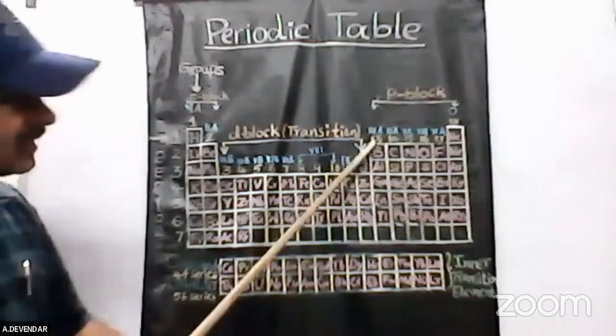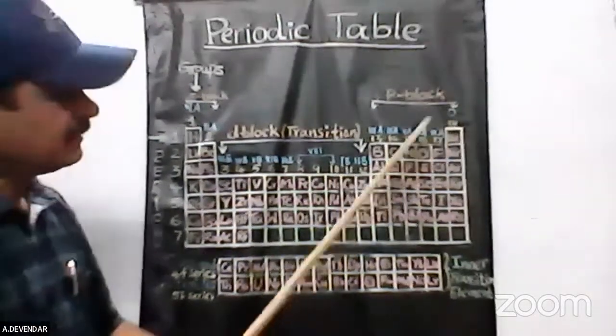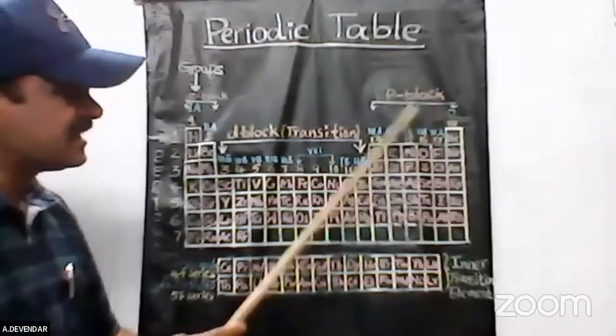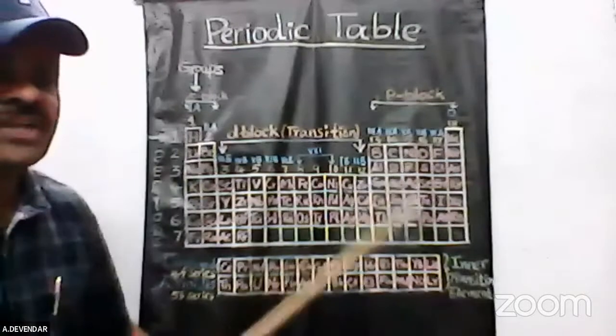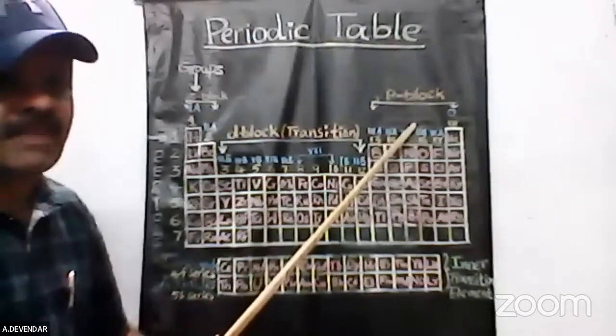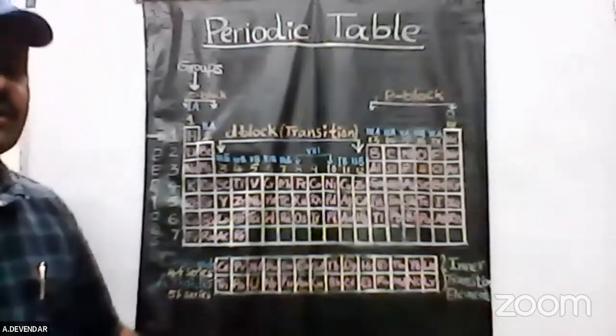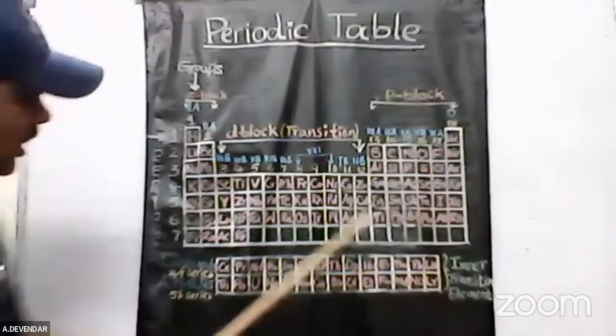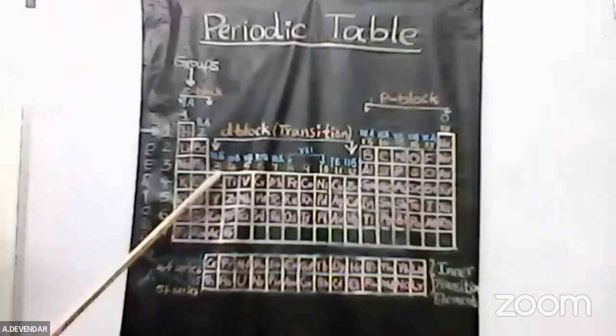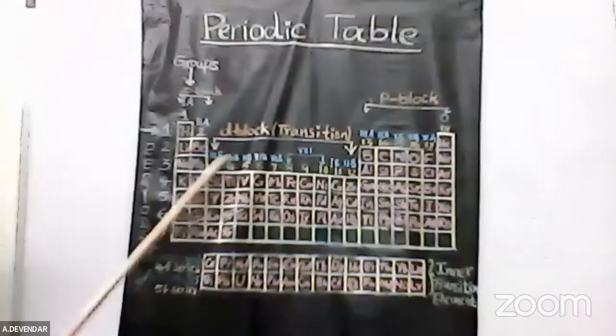Coming to groups 13 to 18, that means third A to zero group, these belong to the P block elements. Why are they called P block elements? The differentiating electron enters the P orbital. The last electron enters the P block only. That's why these are called P block elements. Now the ones in between, groups 3 to 12, are called D block elements.